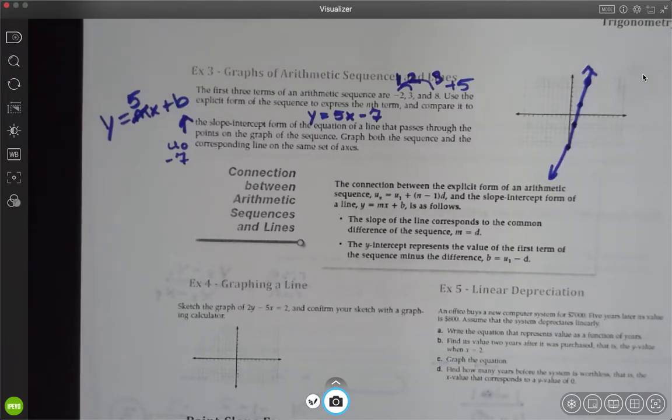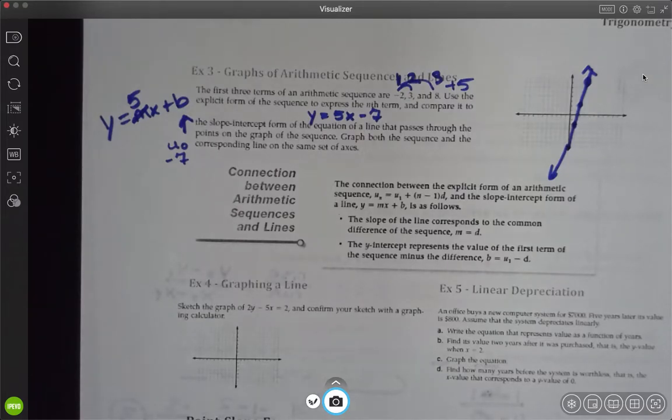Up 5 over 1. But I'm saying, if you graph those points, we always associate this is the first term, second term, third term. So this is the point (1, -2), (2, 3), (3, 8). You plot those points, those live on that line, all right?